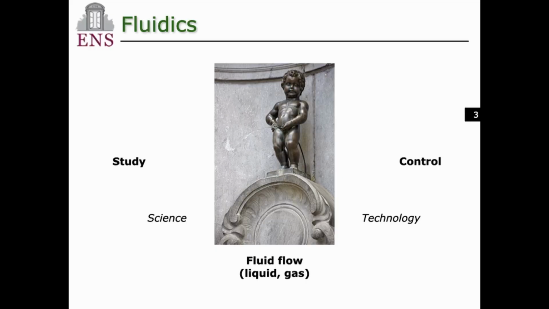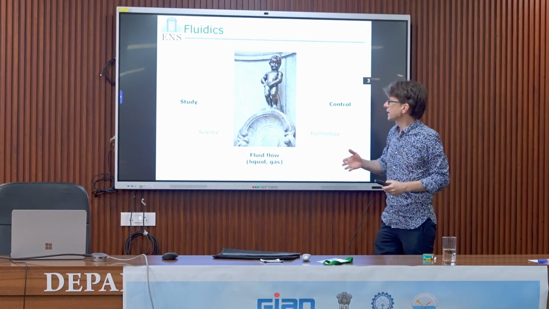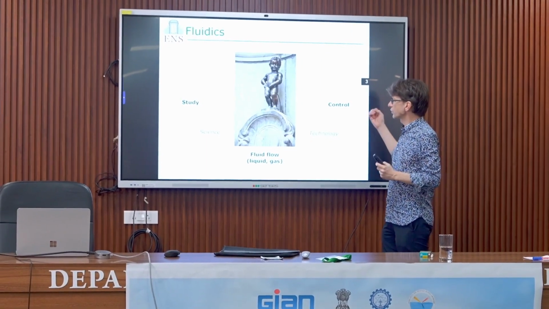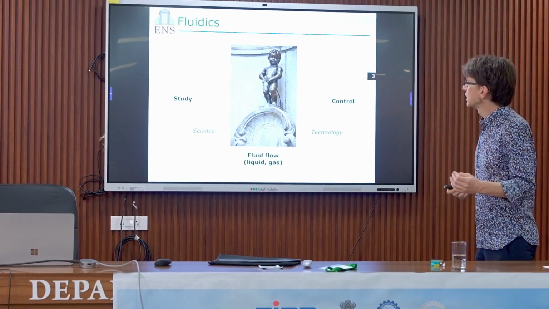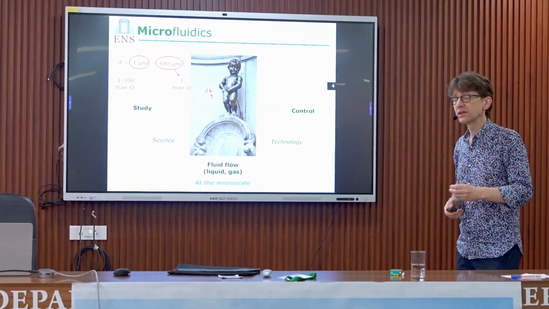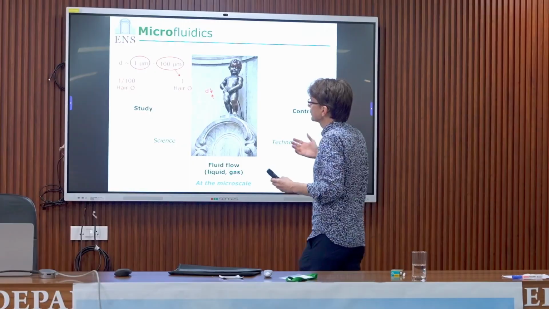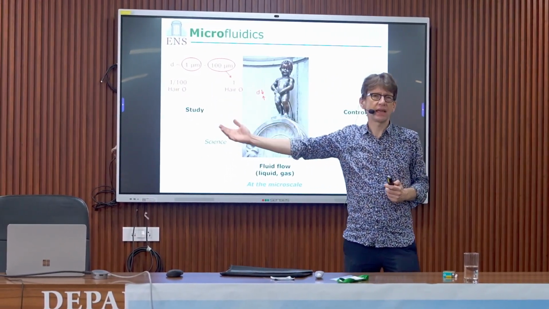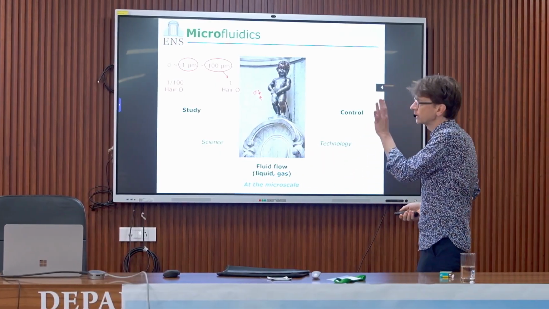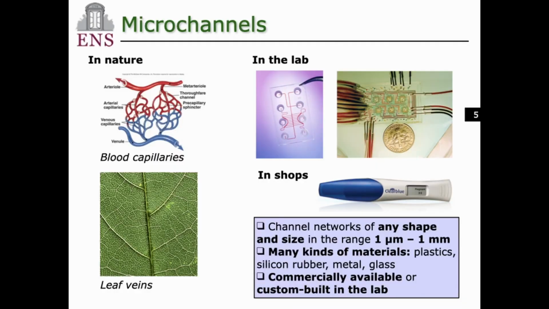So, what is fluidics? It is the study of fluid and flows, so it's a science, but it's also about controlling fluid, and it's also a technology. Okay, so microfluidics is both a science and a technology. And with microfluidics, you deal typically with sizes that are below the diameter of a hair, so typically micrometers. So how does microfluidics work? There are two ways.